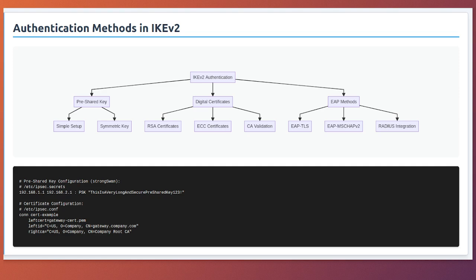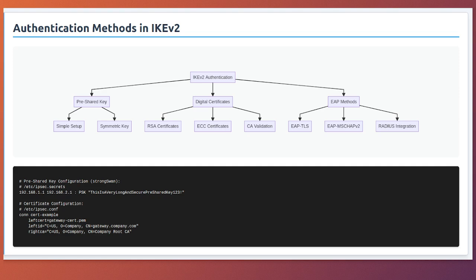Certificate-based authentication is the gold standard for larger deployments. It provides strong authentication and scales well. The initiator proves its identity by signing data with its private key, which the responder verifies using the certificate. The certificate contains the public key and is itself signed by a certificate authority, CA, that both peers trust.